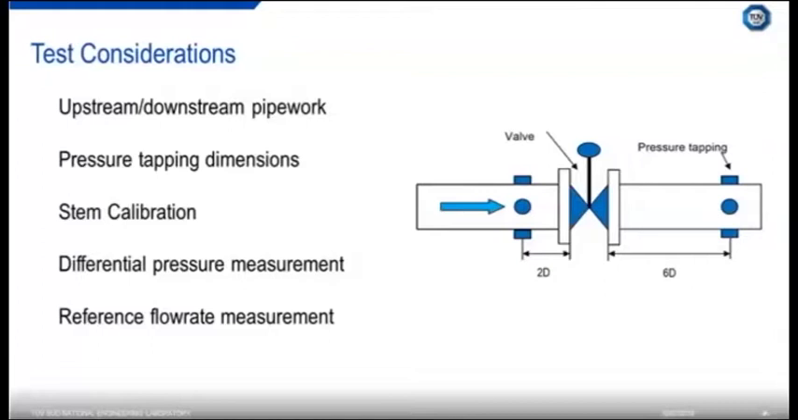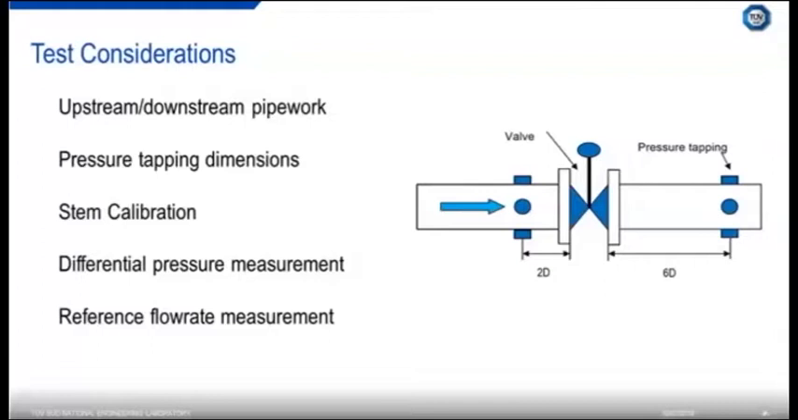So as a result, you might measure a larger than expected pressure drop across the valve. Basically, what you want to determine is the overall pressure drop across the valve. So that's why the 6 diameters downstream basically gives the pressure time to recover. Another thing that's quite important with pressure tappings is the dimensions.